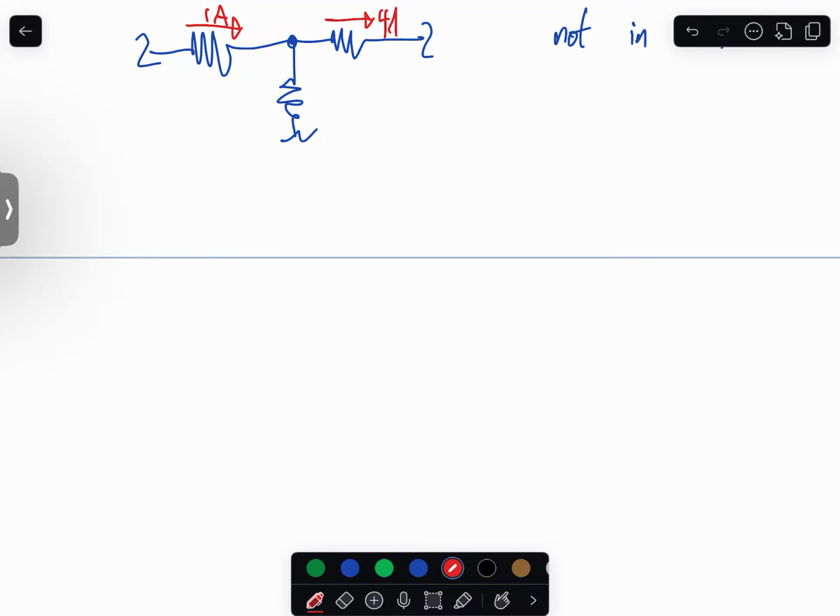Correct answer is up. If you've got 1 amp going into this point and 4 amps going away from this point, well, where did the other 3 amps come from? You must have 3 amps going into this point and 1 amp going into this point if you want 4 amps to come out of the point.